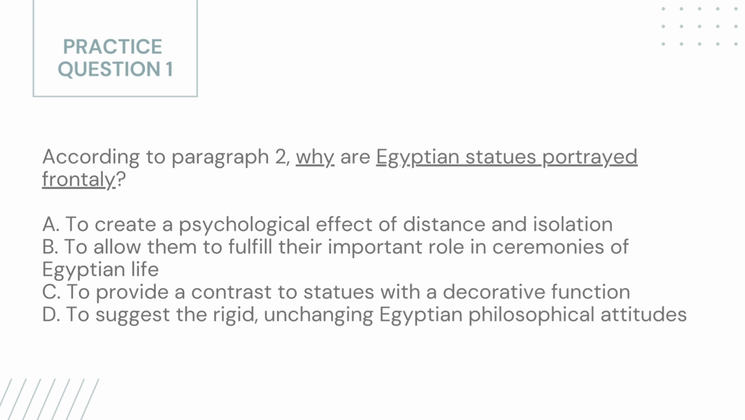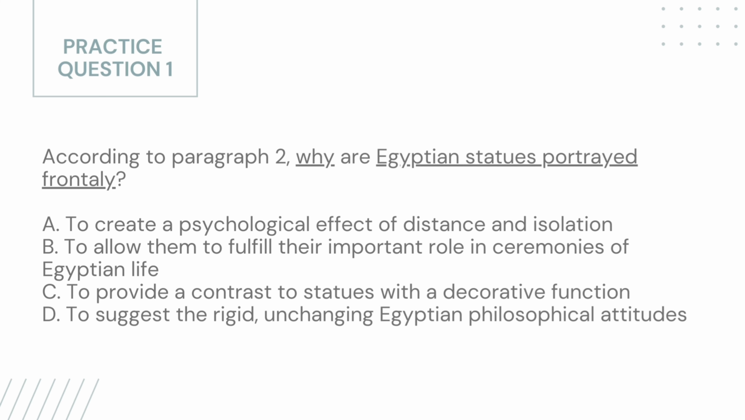Now let's use that prediction to complete the last step, which is the process of elimination. We want to eliminate the answers that don't match our prediction. So, A, to create a psychological effect of distance and isolation. Does that have anything to do with rituals? No, it does not. So we would eliminate A. What about B? To allow them to fulfill their important role in ceremonies of Egyptian life. Yes, ceremonies and rituals are synonyms. So we're going to keep answer B.